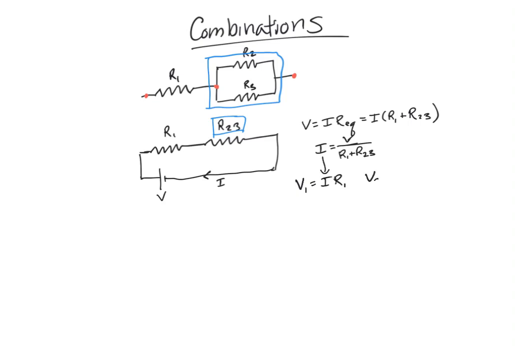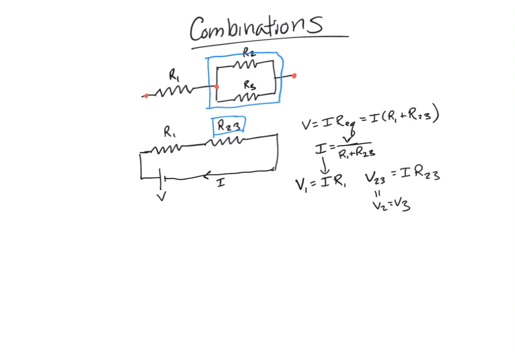I also know that the voltage across section 2,3 is equal to I times the combined resistance of 2 and 3. But this is also equal to V2 and V3, because the potential difference across R2 is the same as across R3, which is the same as across this whole section. They share that resistance in common.